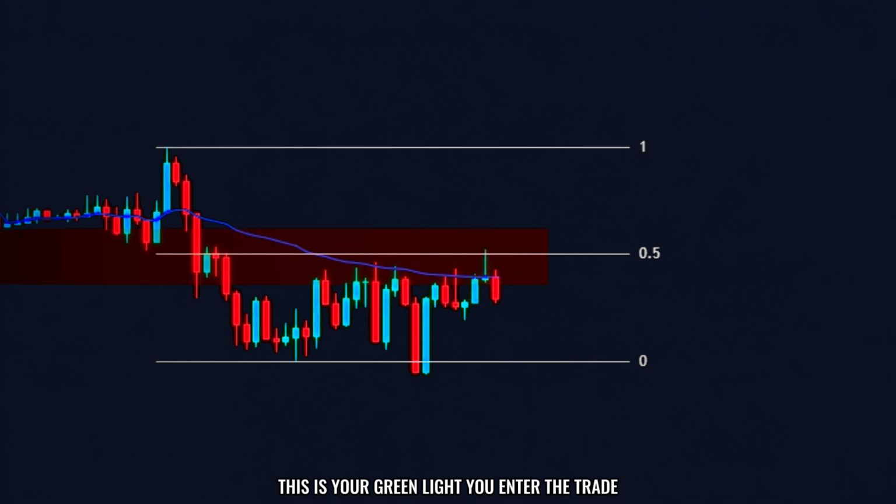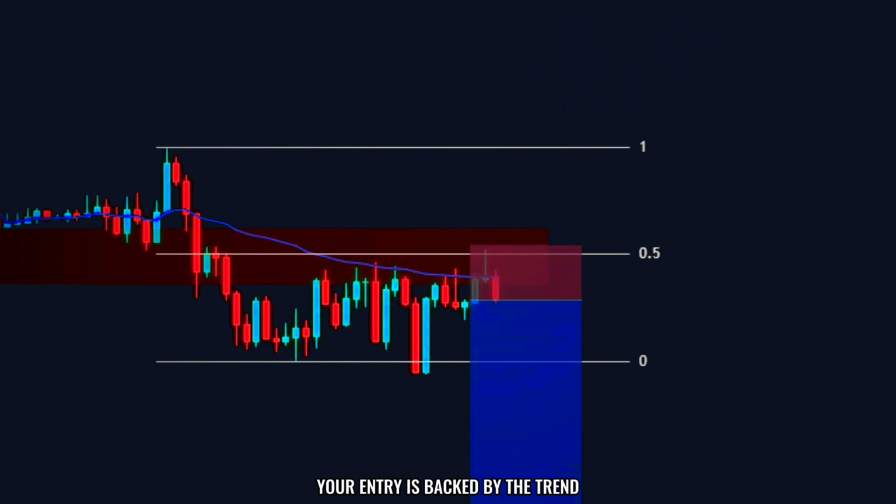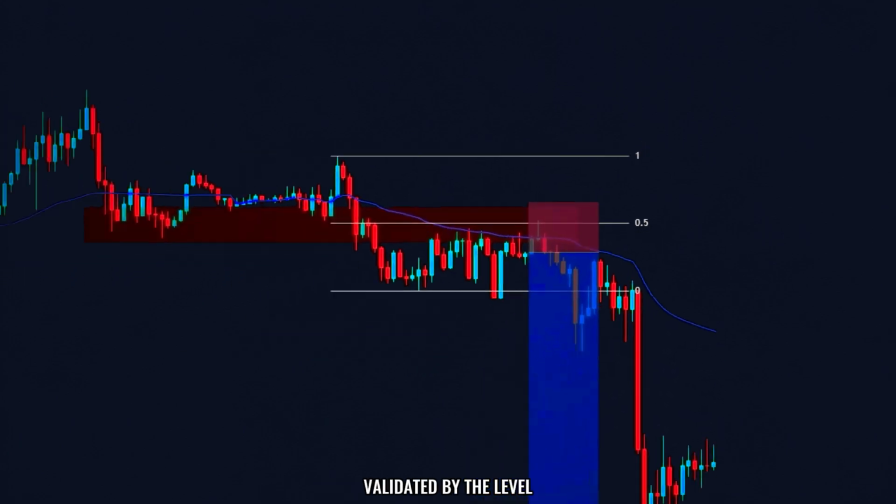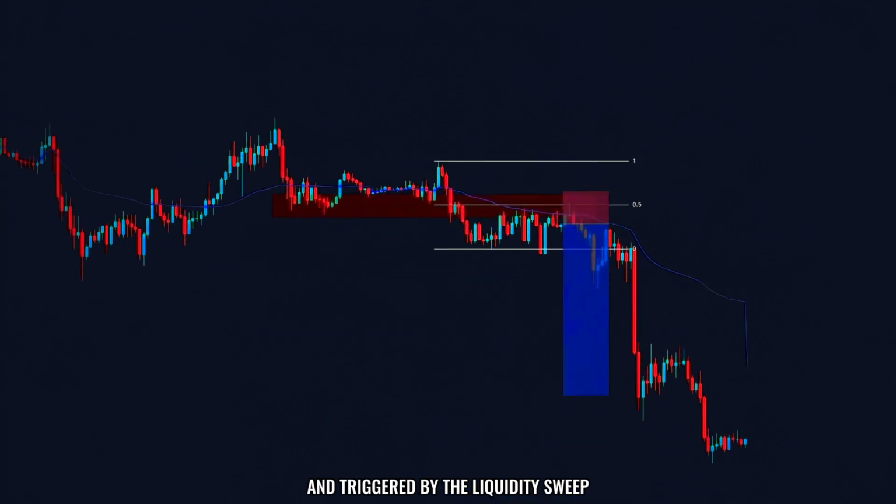This is your green light. You enter the trade at the close of that confirmation candle. Your entry is backed by the trend, validated by the level, and triggered by the liquidity sweep.